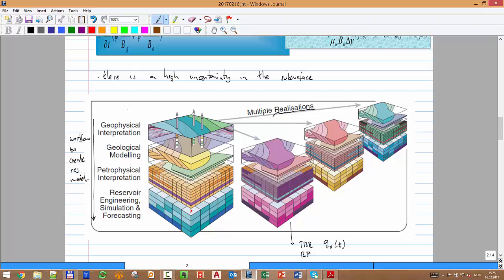We say intuitively we need either two pressures and we calculate the rate, or we give the rate and we calculate the pressure. But in this case we are providing just one pressure in the well. So how do we close the equations in that case?